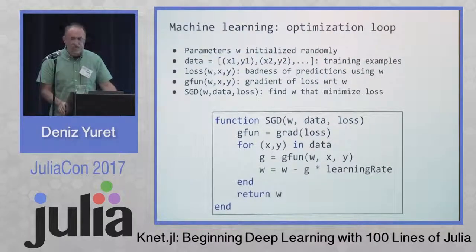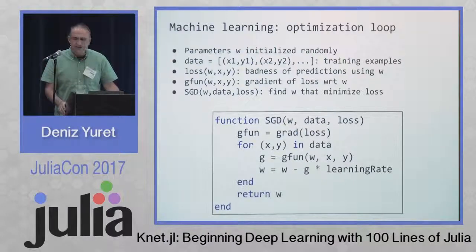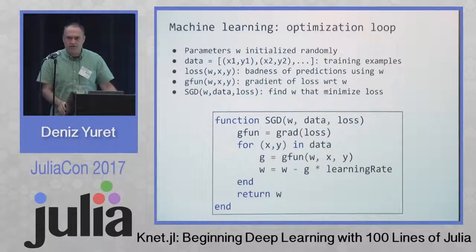Inside the loop, we go through the XY pairs in data. We compute the gradient for each XY pair or mini batch, and then we move in the opposite direction of this gradient by some learning rate. So this is basically SGD in 5 lines of Julia.